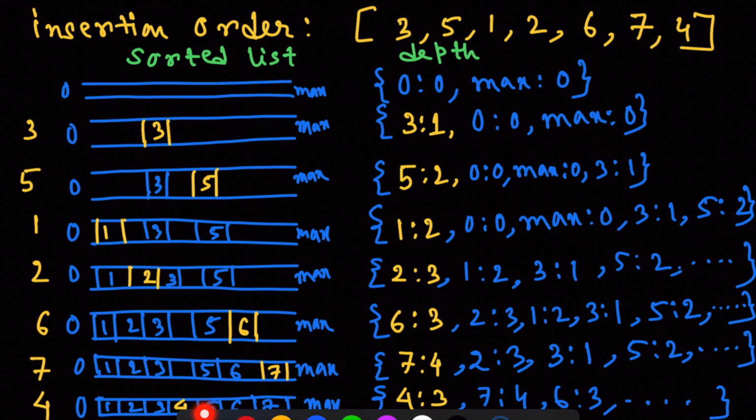Next we are inserting 5. 5 will come after 3, right? So its left is 3, right is max. The depth of 3 is 1, the depth of max is 0. So the parent is 3.